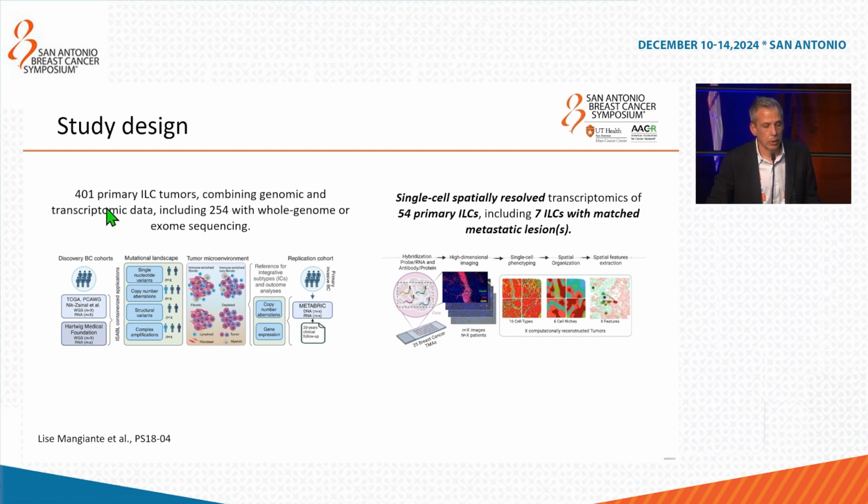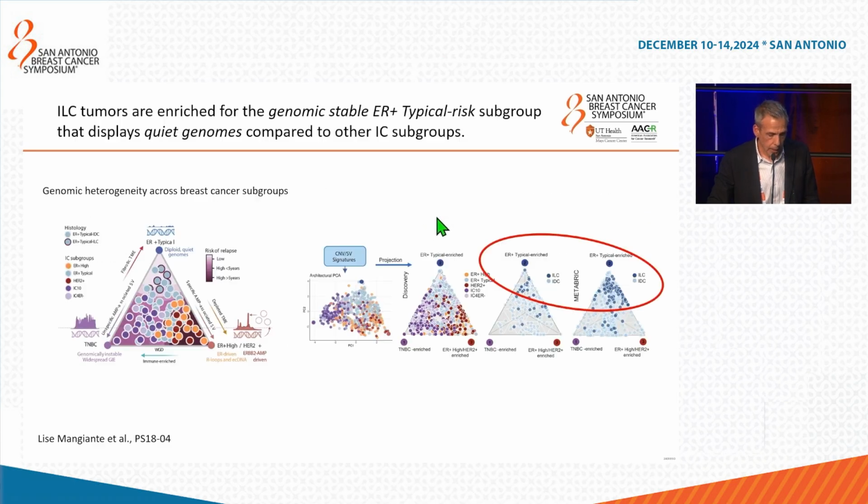they leveraged 400 primary lobular tumors, combining genomics and transcriptomics, and they also did some single-cell spatially resolved transcriptomics on 54 primary lobular cancers. What they found is that when you map the lobulars, shown here in dark blue, to that classification, the majority of the lobular cancers have quiet genomes. They behave like the ER-typical tumors, the ones that are gentle in general, as compared, for instance, to the ER high-risk tumors that are down here.